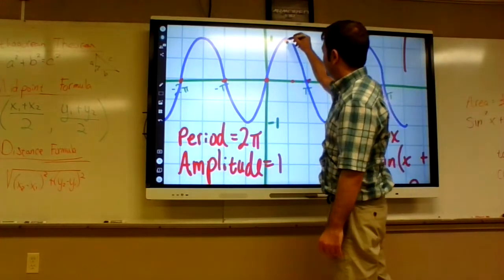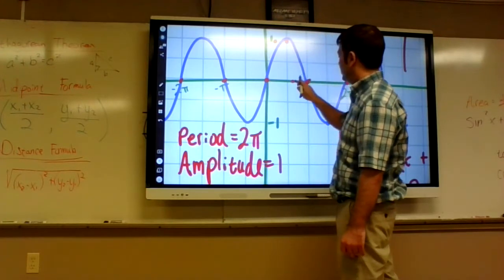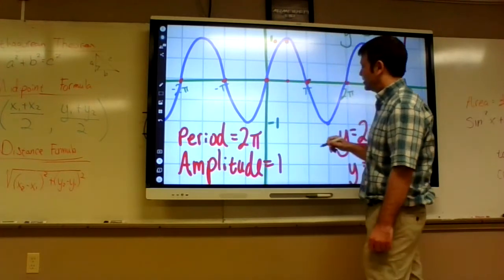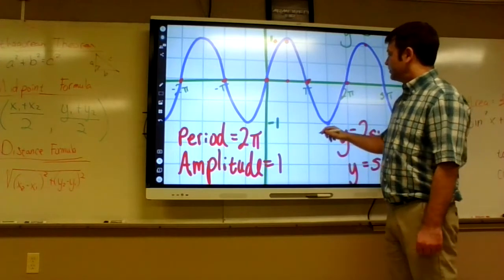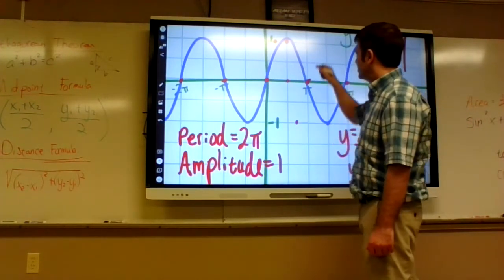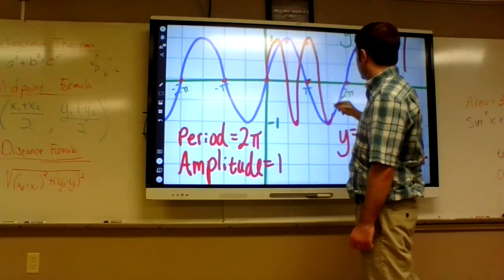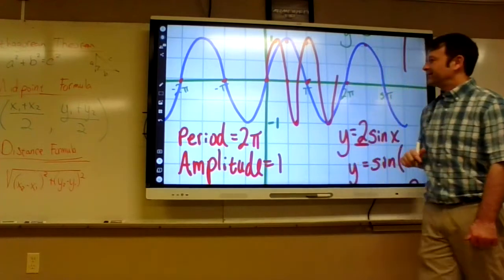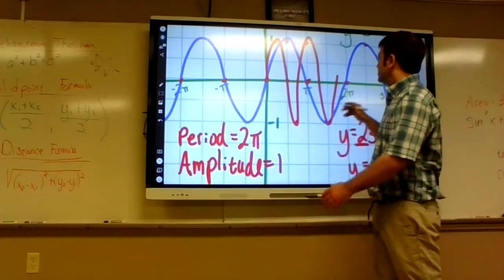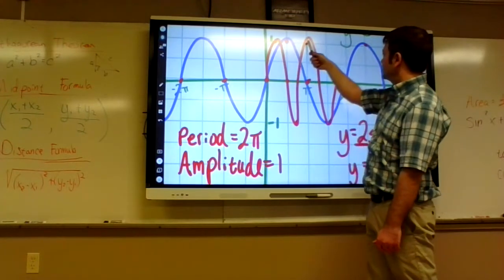So instead of getting to the top right there, it gets to the top right there. Instead of getting in the middle right there, it's in the middle right there. Okay, everything happens twice as fast. So it looks like that. Get it? So where this point was here, now it's there. Where this point was here, now it's there.